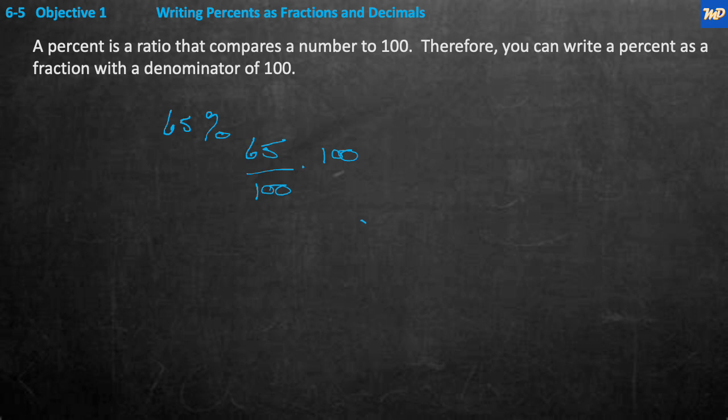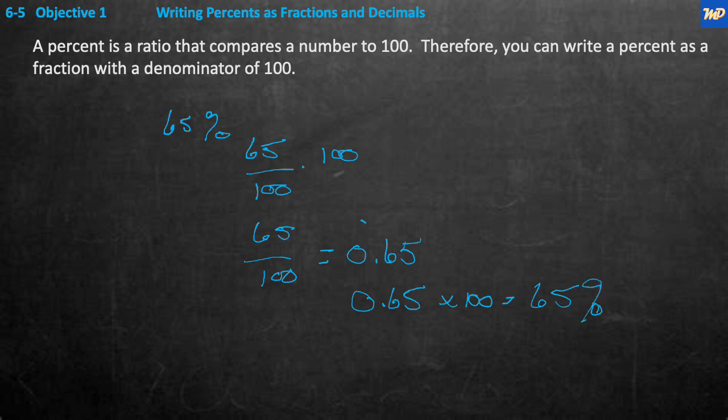But when you divide 65 by 100, it ends up being 0.65. There's the decimal version. If you multiply this by 100, you get 65%. 0.65 times 100 is equal to 65 percent. So we're going to see more of that in this section.